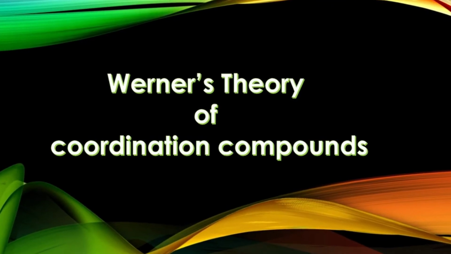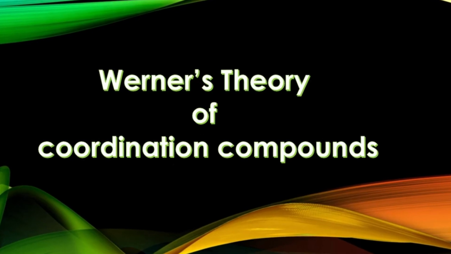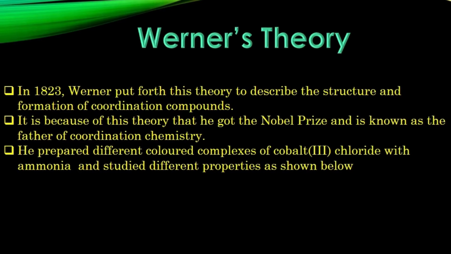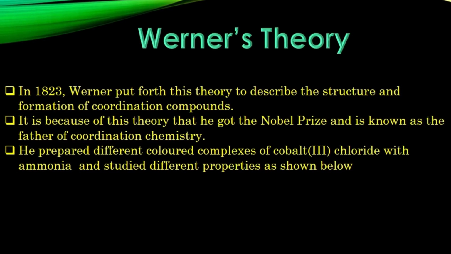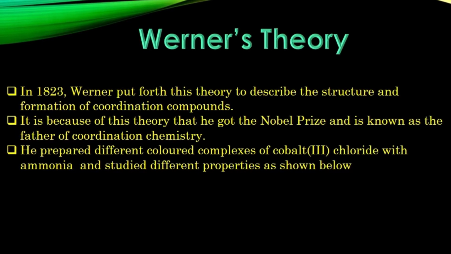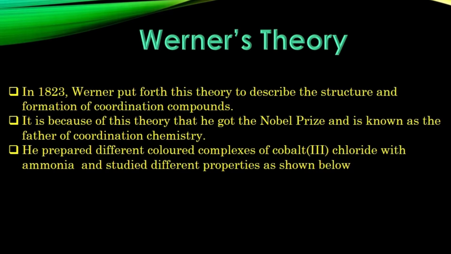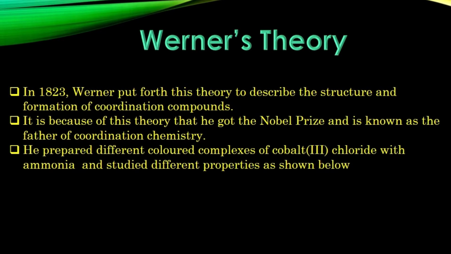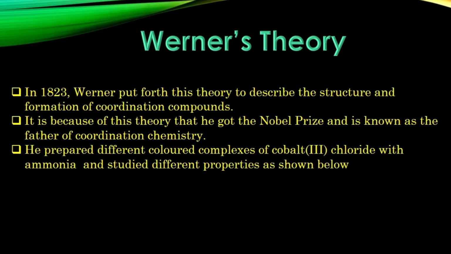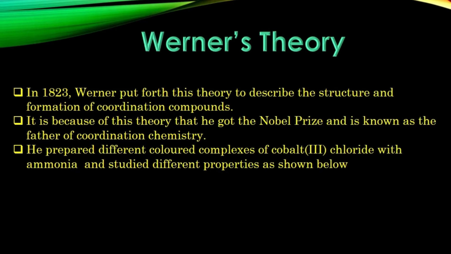Good morning, students. Today we are going to learn about Werner's theory of coordination compounds. Swiss chemist Werner was the first one to explain the formation of coordination compounds. In 1823, he put forth this theory, called Werner's theory, to describe the structure and formation of coordination compounds. For this theory, he got the Nobel Prize and he is also known as the father of coordination chemistry.